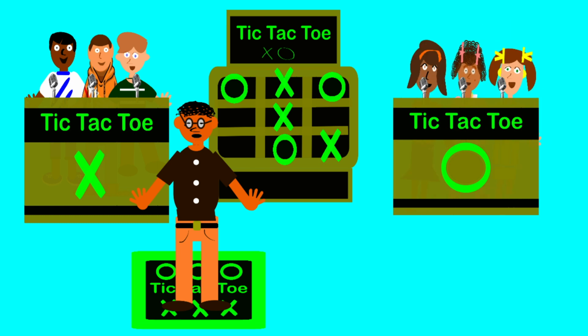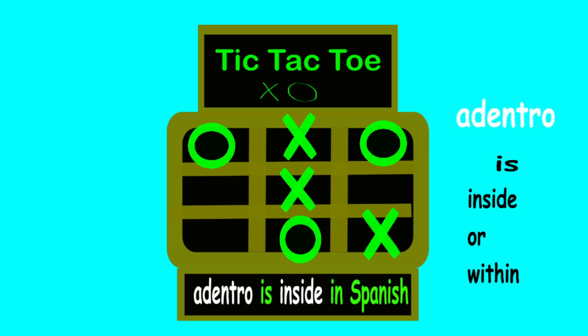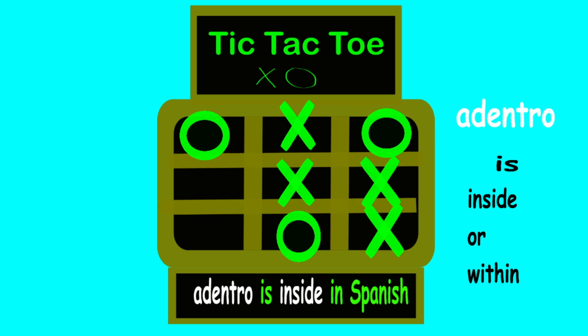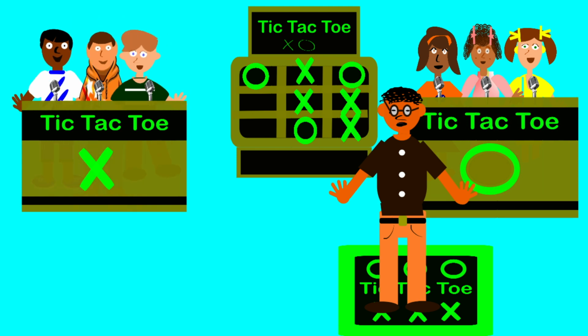X's, you are back on the board. And your question is, how do you say inside in Spanish? Adentro is inside or within in Spanish. Right again. Where are you placing your next X on the board? The middle row on the right. Good move, boys. O's, you're up.